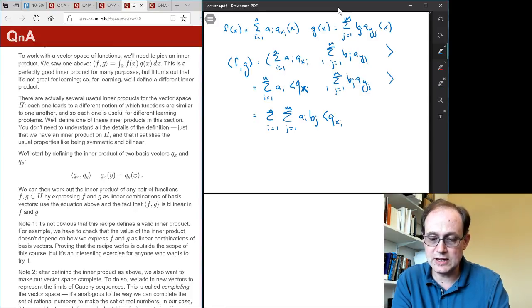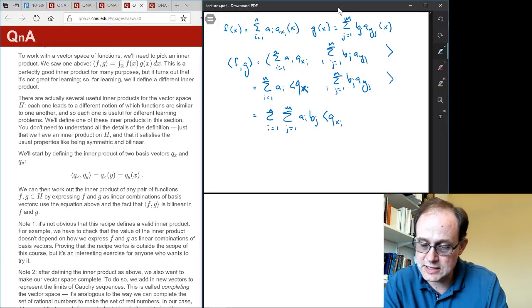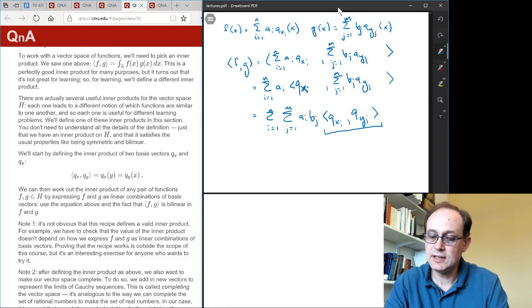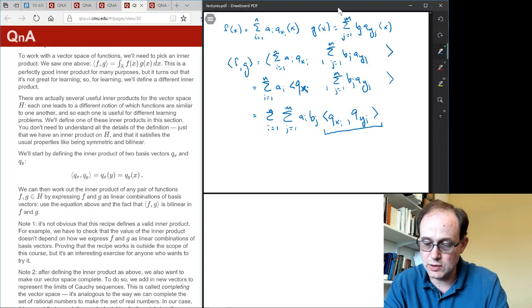So f is equal to this linear combination of basis functions. g is equal to that linear combination of basis functions. And then I can pull out the a's and then separately pull out the b's, right? And I get this, q, y, j, right? And then by definition, by assumption, we can evaluate that, and that is equal to q sub xi of yj.